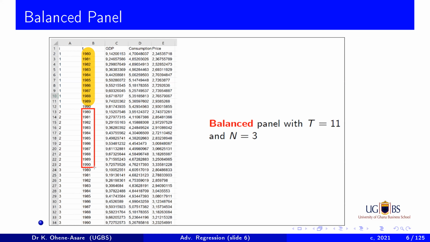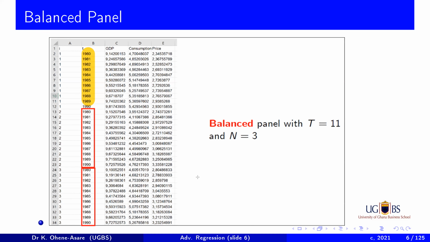1990. All the way up to 1990. This third one also starts from 1980 all the way up to what? 1990. So every one of them has 10 years of data. GDP is evident in every section, and consumption and price are also evident in every section. This is a panel data.